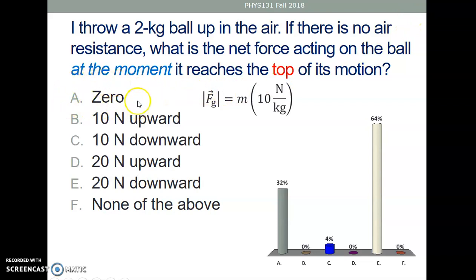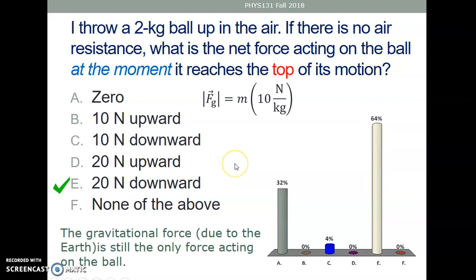So if the net force was 0 at the top of its flight, ask yourself, what's the ball going to be doing 1 second later, or 2 seconds later, or 3 seconds later? It's just going to be floating there in midair. And you know from experience that that does not happen. When you throw a ball upward, what goes up must come down. So you know that a ball doesn't stay at the top of its flight. So the only possible answer then is E, 20 newtons downward, because that's the mass times the field strength, 10 newtons per kilogram.